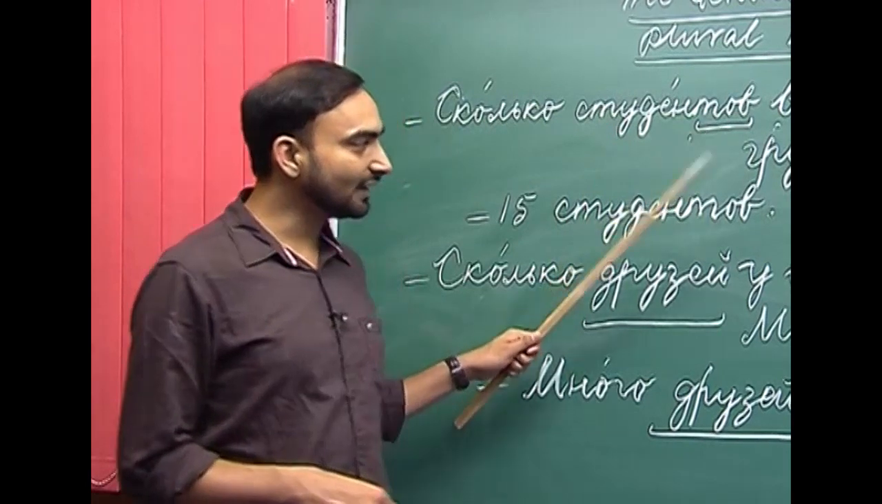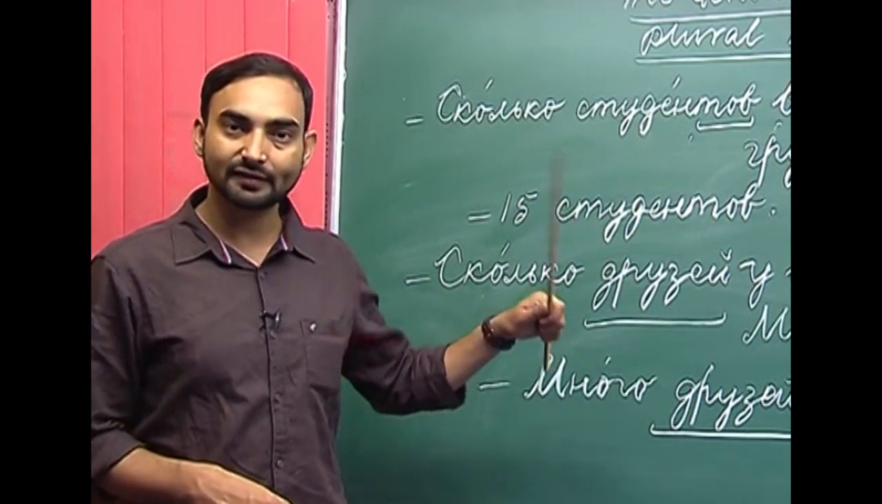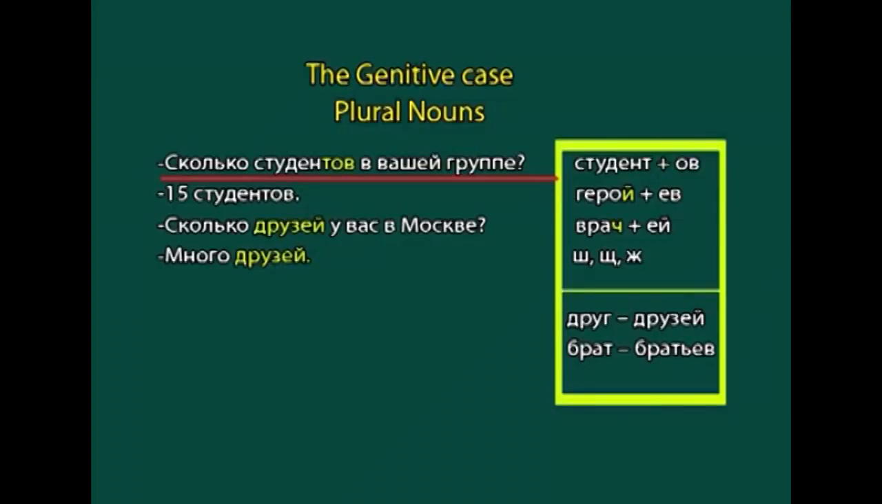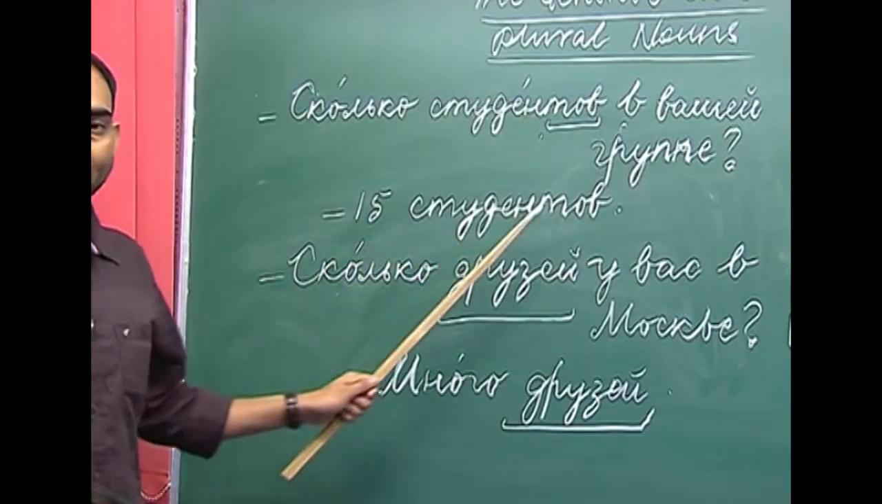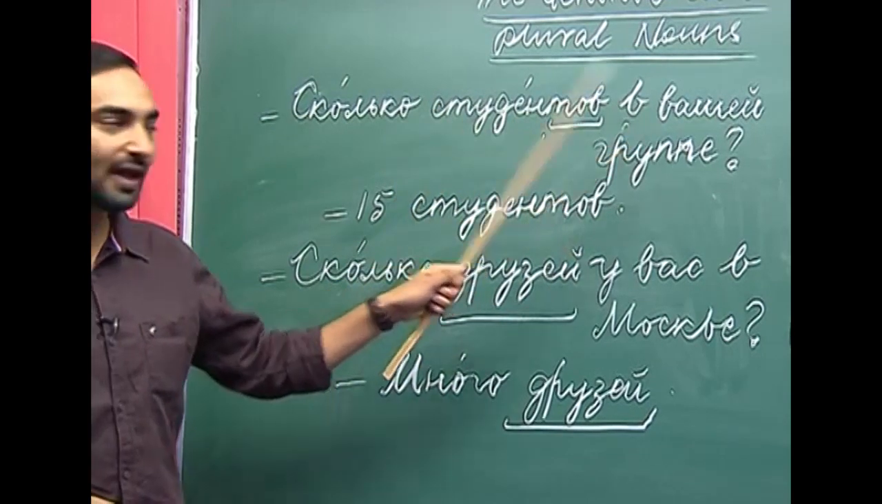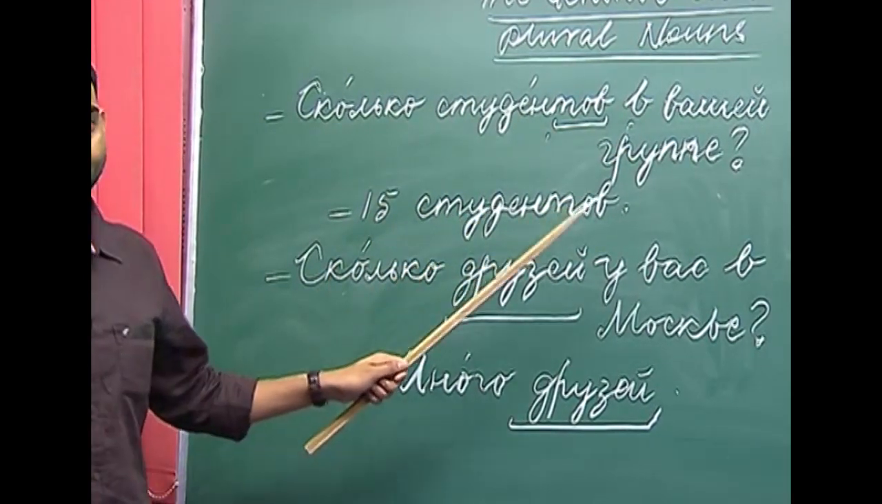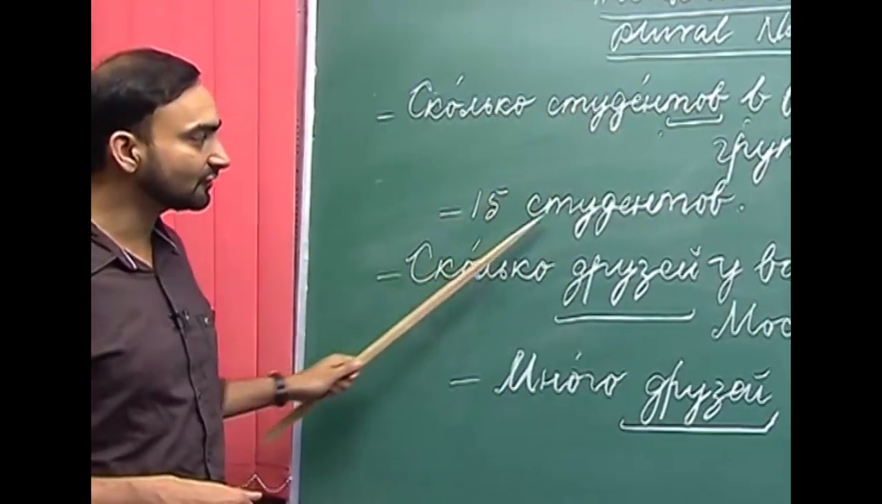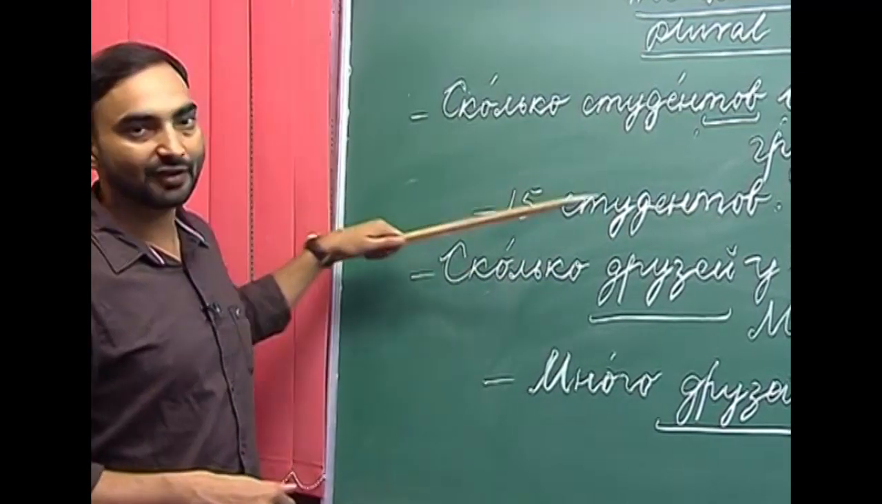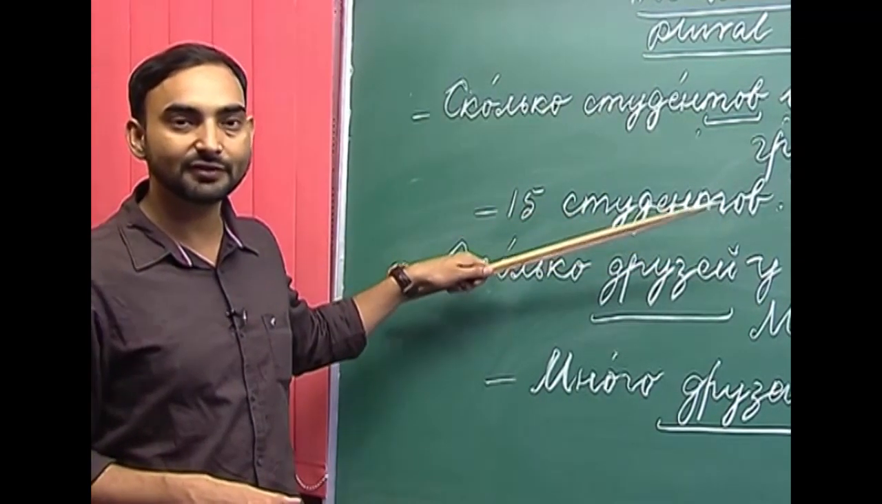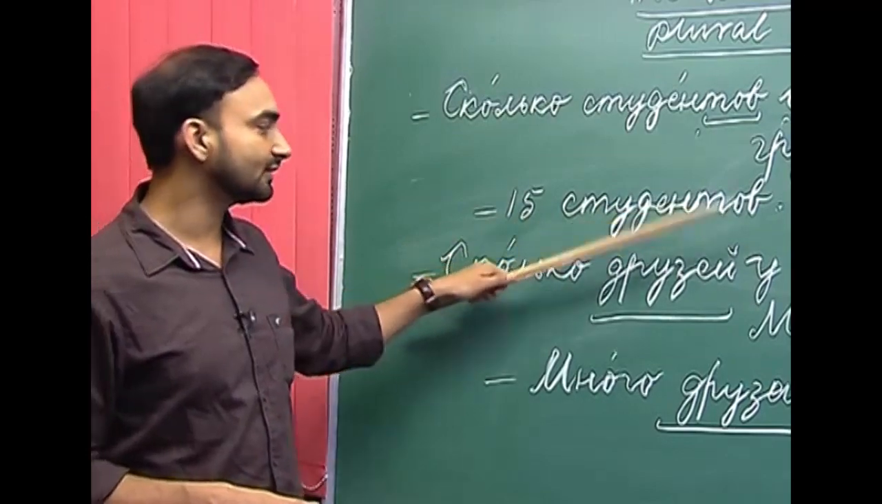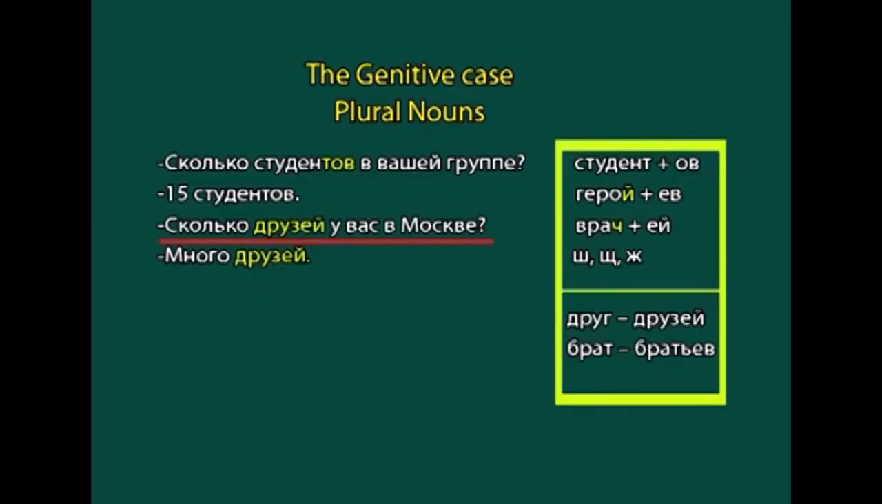So, if you have to say that there are 15 students in our group, how will you say? V naši grupe 15 studentov. In our group, there are 15 students. So, with 15, we have to use the genitive plural of the noun. So, 15 studentov. Next question.